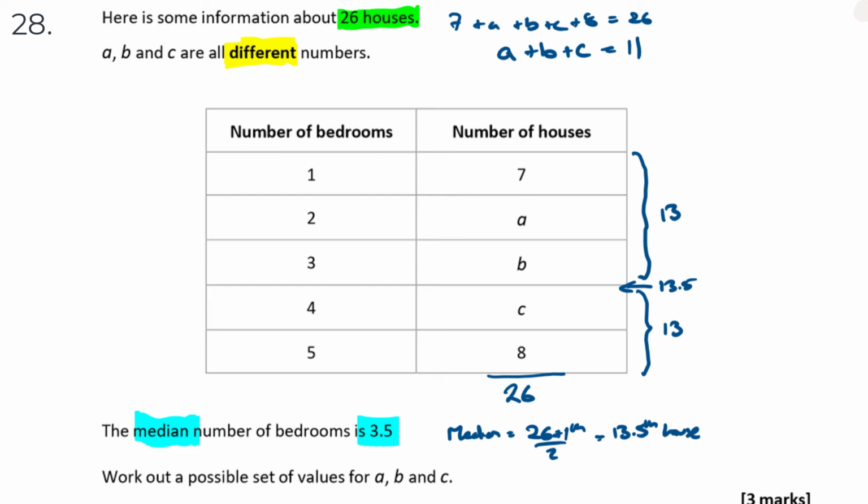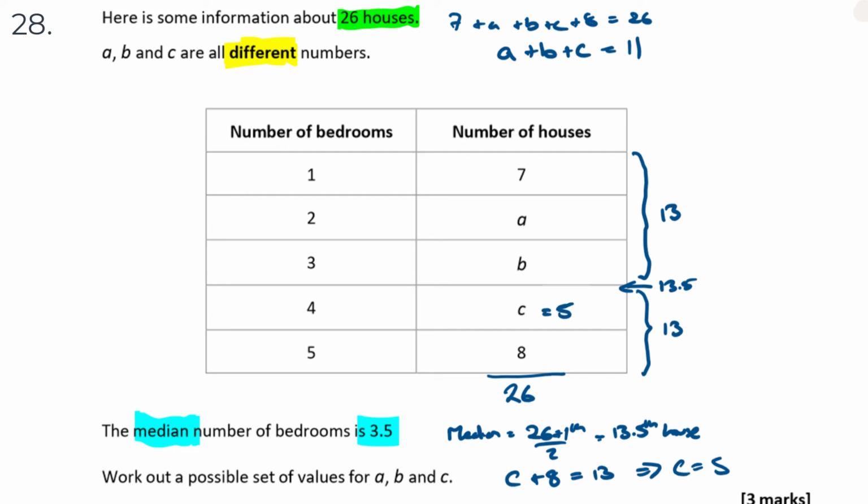Now I know that C and 8 together make 13. So C plus 8 equals 13, which tells me that C is equal to 13 take away 8, which is 5, isn't it? So C is 5. So this one is 5.